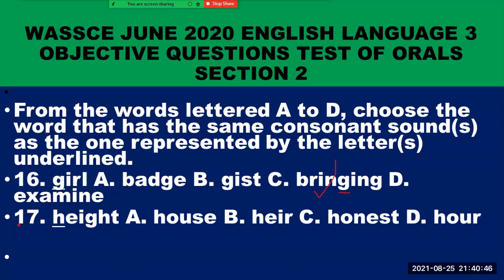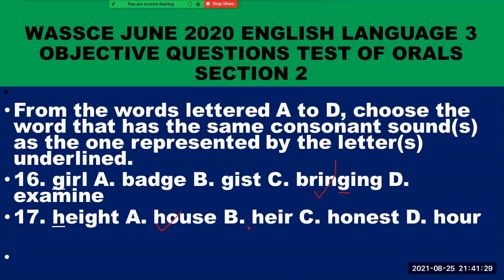Then we look at question 17, to illustrate. You look at the word height, and the letter underlined here is H. Now let's look at the options. Note the sound of H in height. Option A is house, and that is the answer, because the sound of H in height is the same sound of H in house.